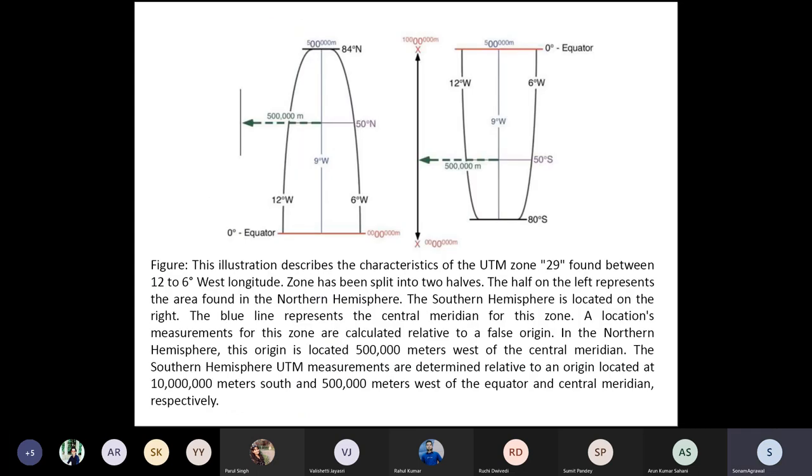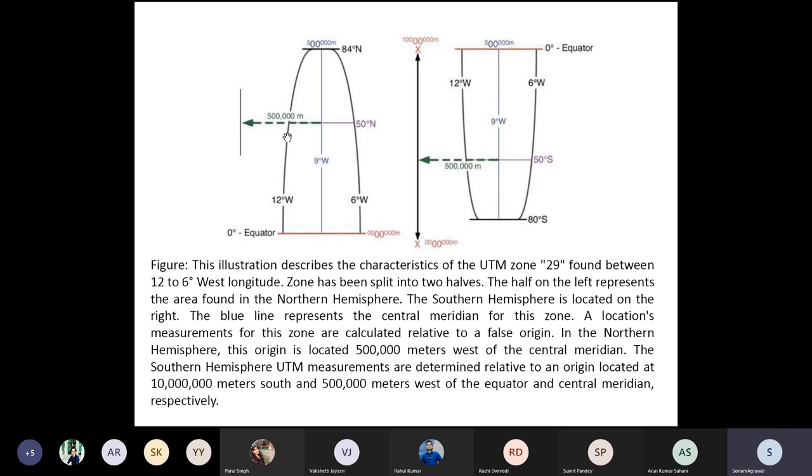Okay. The next diagram will show you the false easting and false northing concept in UTM. Within one zone, there will be two parts, because it is intersected by the equator. This is zone number 29 of UTM, and it lies between 12 degrees and 6 degrees west longitude. The zone will get split into two halves by the equator. The half on the left represents the area in the northern hemisphere, and the southern hemisphere is located on the right side. In each half you can see a blue colored line. What is this blue line? This blue line is the central meridian of this zone. Now, if you try to find out what will be the origin.